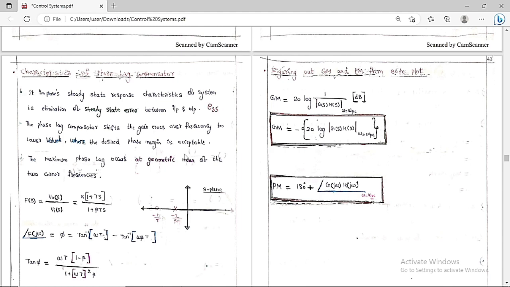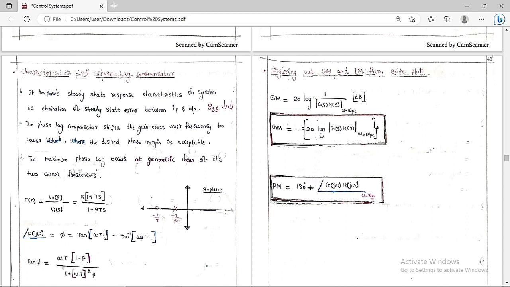The steady state error is going to get decreased with the help of this phase-lag compensator. So the phase-lag compensator is always going to decrease the steady state error. It is going to improve the steady state response characteristics of the system, which means it is going to eliminate the steady state error between the input and the output.